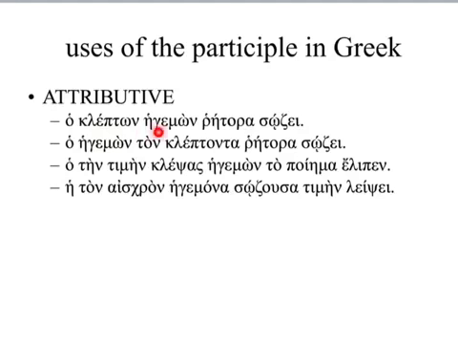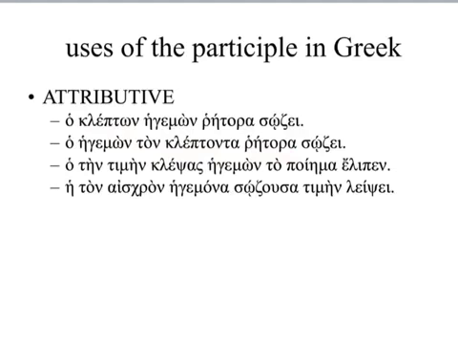Ho klepton hegemon, okay, that is the leader, the stealing leader. Soze rhetora, so the stealing leader saves the rhetor, and that's to distinguish that leader who is stealing from leaders who are doing other things but failing to save the rhetor. And of course there it's in the nominative, but we can get it also in the accusative. So ho hegemon ton klepton ta rhetora sozde, the leader saves the stealing rhetor.